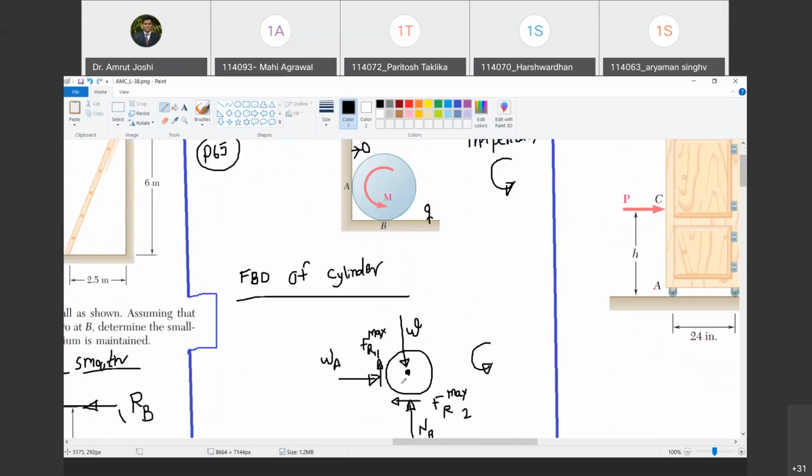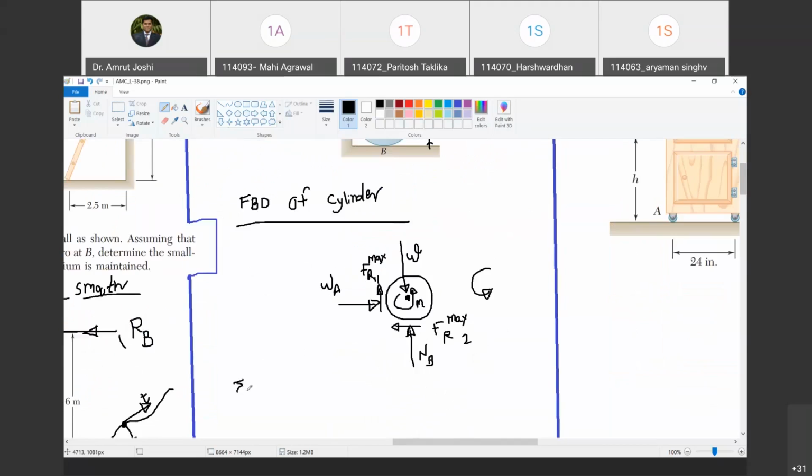What else is pending? I also have the couple moment M here. In the free body diagram, I should also show M. Do you agree with me? Yes, sir. And now, if I take the summation of moments of all the forces about the center of the cylinder, that should be equal to 0 when the motion is impending. Do you agree with me? Yes, sir. Now, can you tell me what is the moment of W? 0. Do you agree with me? Yes, sir. What is the moment of, oh, I have written WA here, this has to be NA.